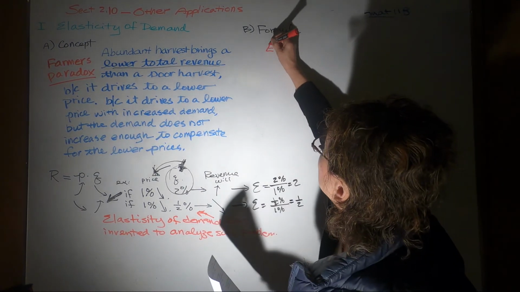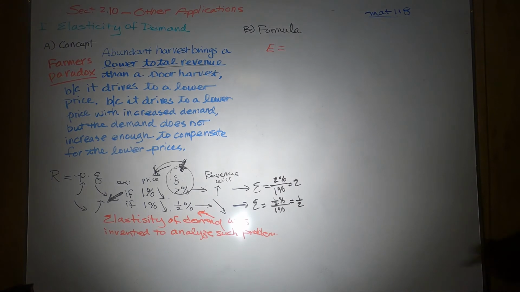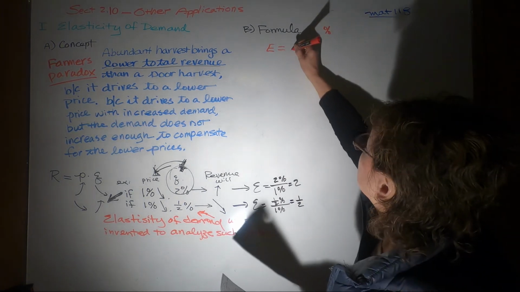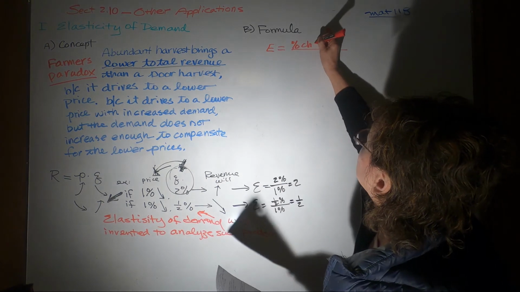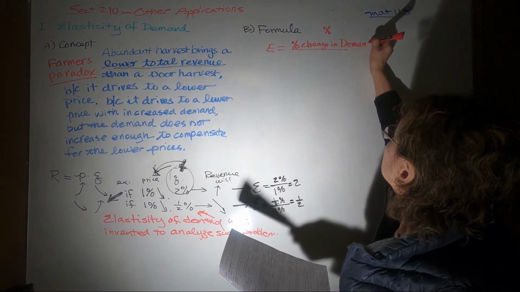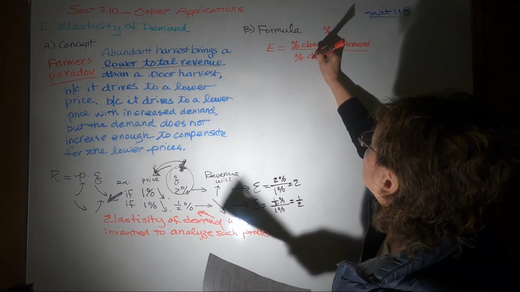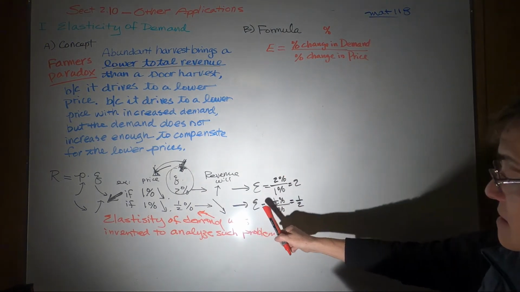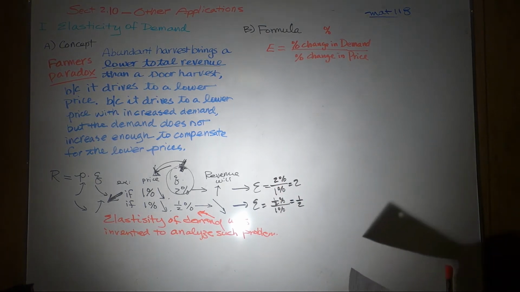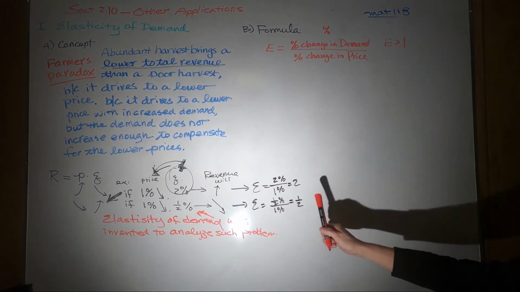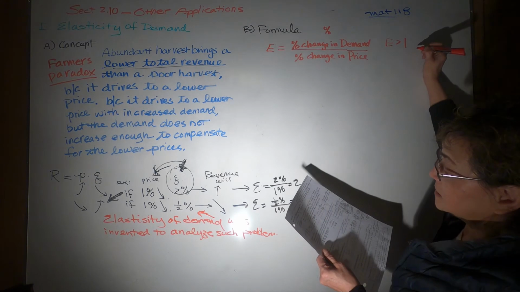So regardless of the price and the quantities, they use percentage, okay? Use percentage to compare. So they do it this way. They say percentage change in demand in comparison to the percentage change in price. Just like this. Okay? So when E is bigger than 1, we call it what?